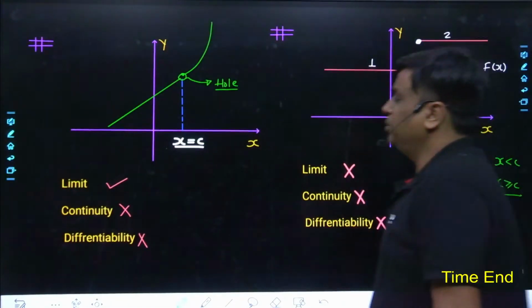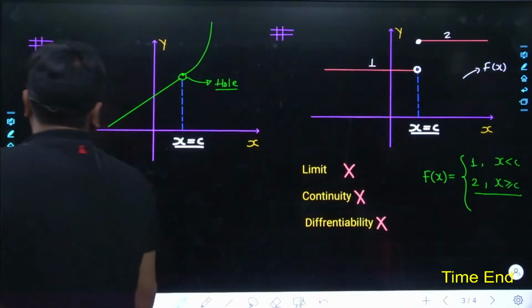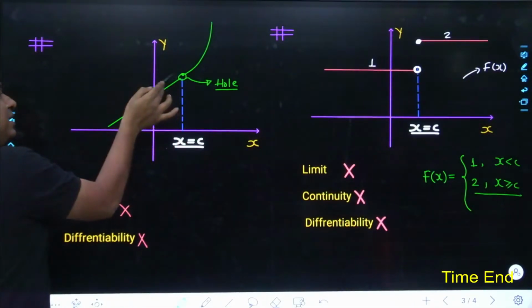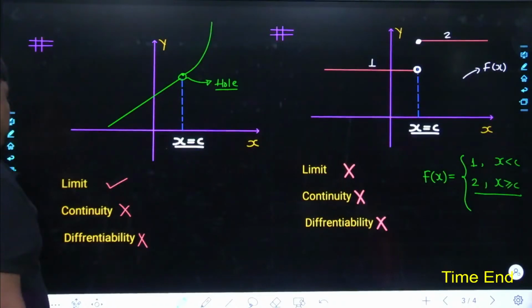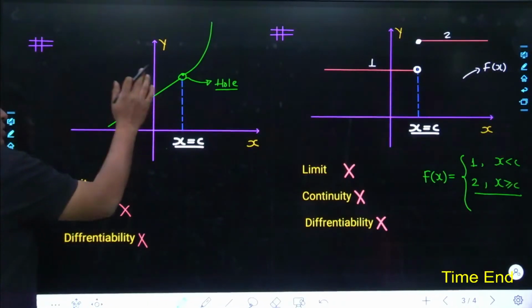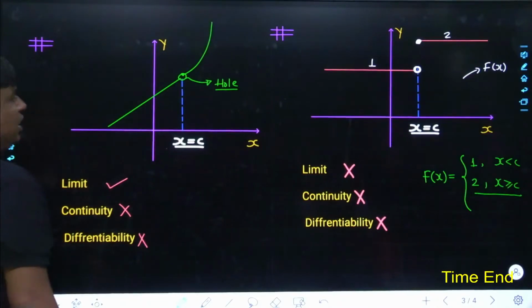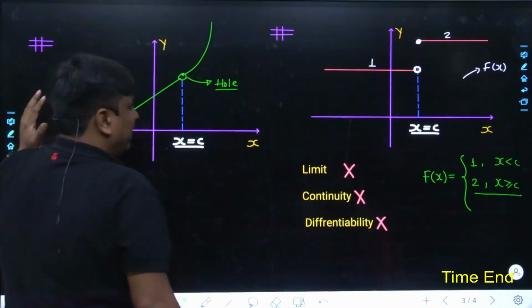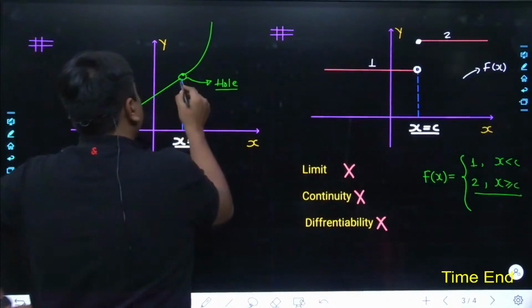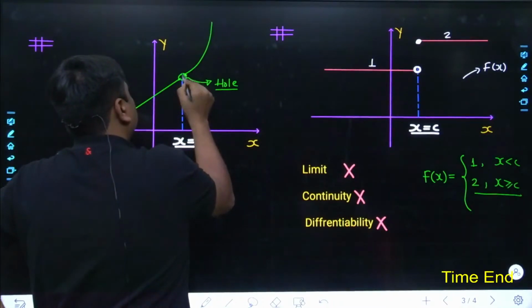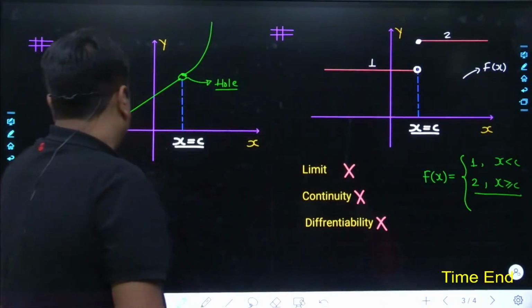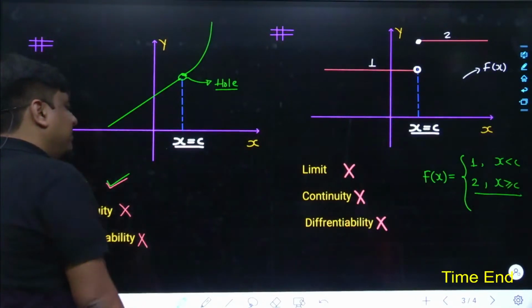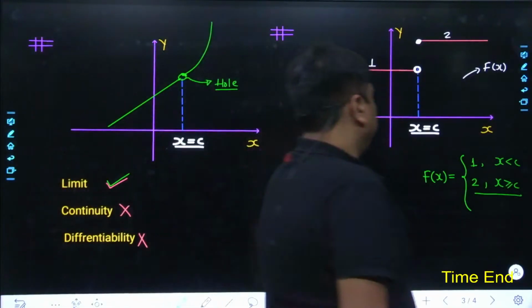I have taken the next problem as well. See what is happening. The function is not continuous at this point, and as it is not continuous at x is equal to c, by default it won't be differentiable as well. And at the same time, the limit does exist because there is no sudden change at x is equal to c. If you approach the function from the left hand side or right hand side, you reach the same point. There is no abrupt change, and as there is no abrupt change, forget about the non-existence of the limit. The limit does exist happily.